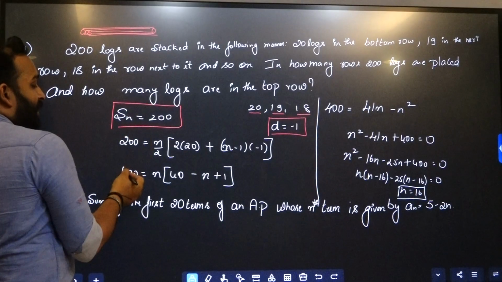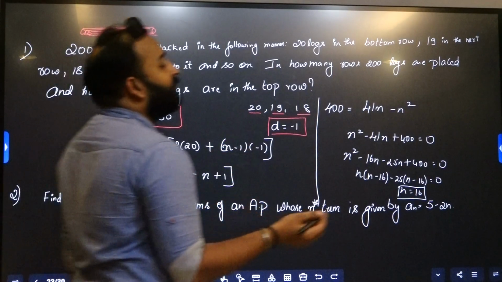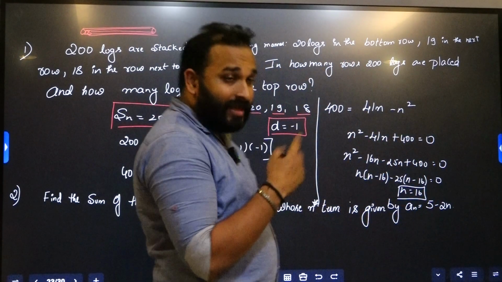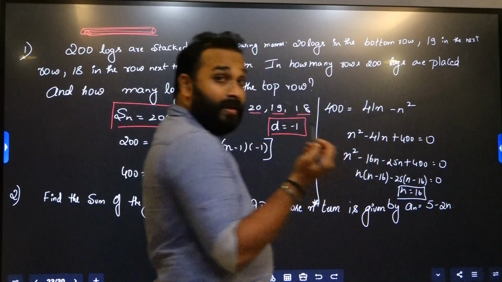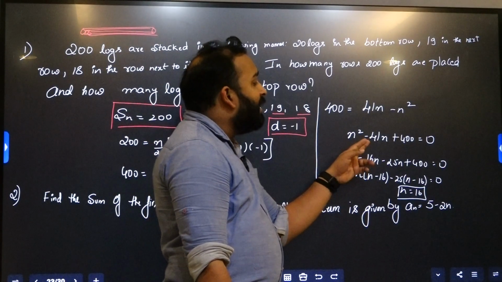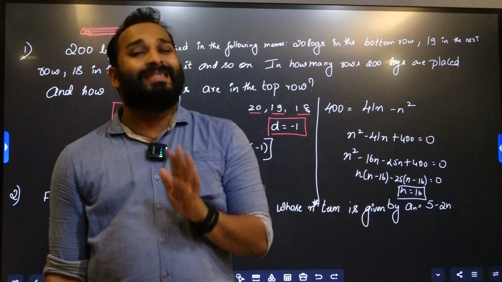2 you multiply to the other side. 400 is equal to n into 40 minus n plus 1. So if you simplify, children, we get it as 400 is equal to 41n minus n square. Take everything to one side, it becomes n square minus 41n plus 400 equal to 0. Yes? And n square minus 41n. 41n can be split because the product is 400, sum is 41, which are the two numbers 16 and 25.